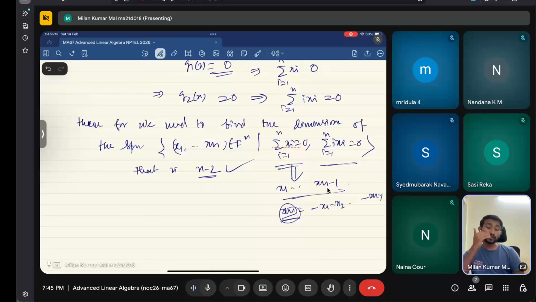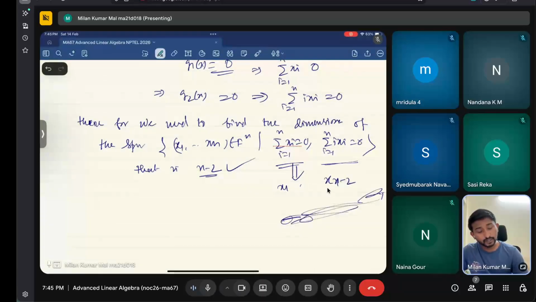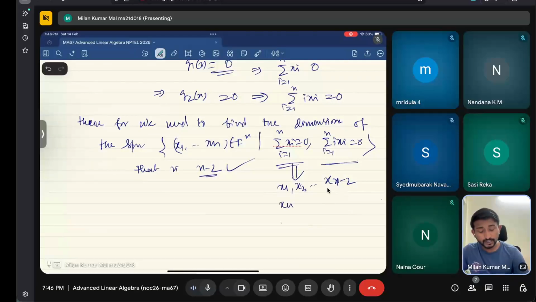That if you know x1, x2, up to xn minus 2, then if you replace them, these two equations will give two equations in xn and xn minus 1, because there are two equations, and you can solve those two equations and you will get the solution.